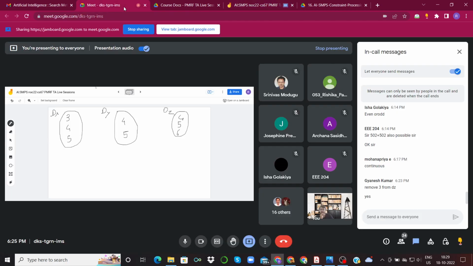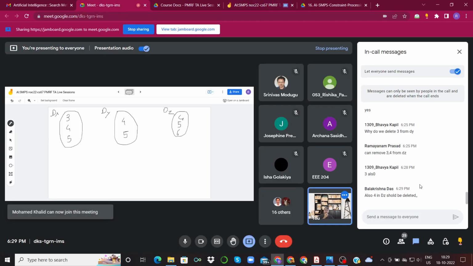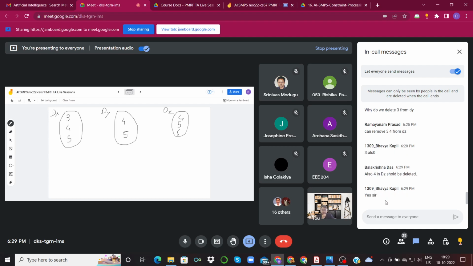Okay, is it clear until this point? Yes, sir. Okay, so Balakrishna, I suppose your query is answered by the fact that we are removing the elements at the end of the cycle, right? So I hope that answers your query.